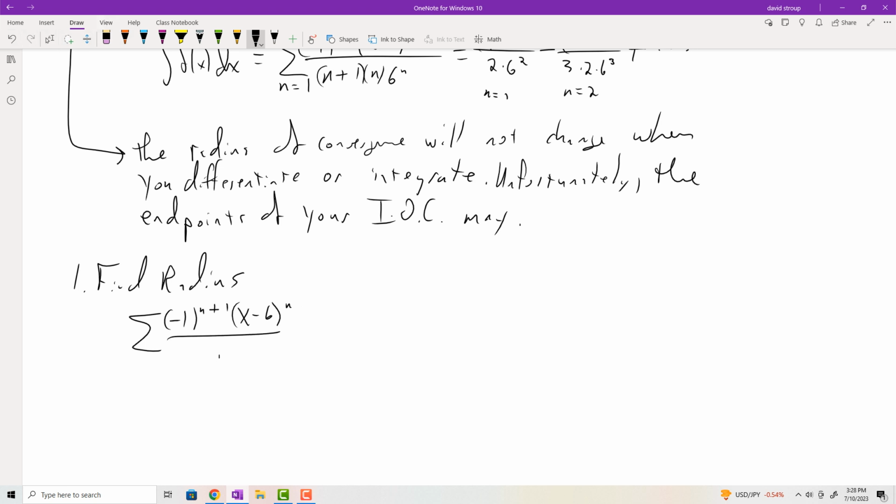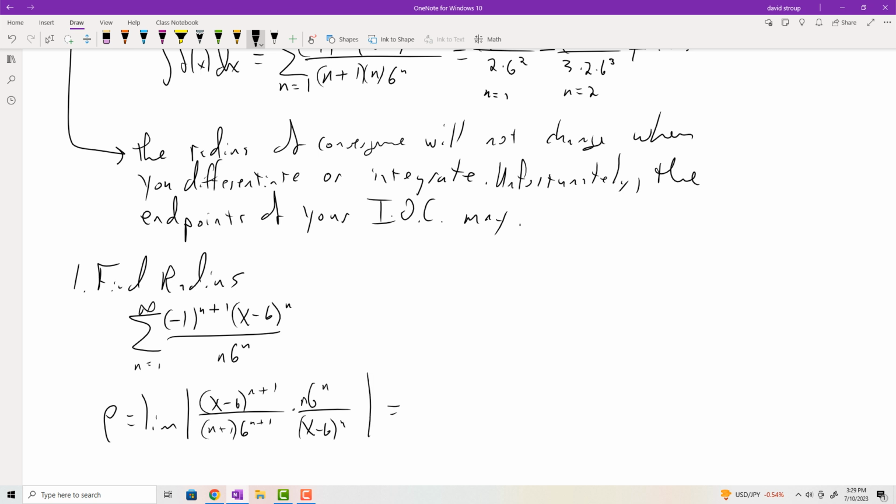All over 6 to the n, from n equals 1 to infinity. Okay, so first find the radius using that. So let rho be the limit of the absolute value of a sub n plus 1. And again, you're not going to include that negative 1. The absolute value will get rid of it. So I get (x − 6)^(n+1) all over (n + 1) times 6^(n+1), times the reciprocal of a sub n, which will be 6^n times n all over (x − 6)^n.